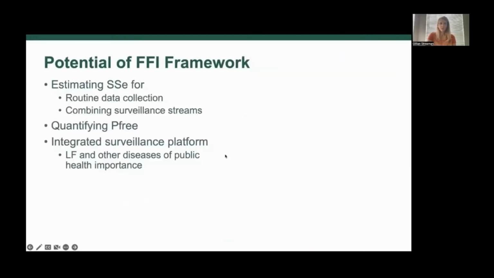And so in conclusion, there's a lot of potential for this freedom from infection framework, both around estimating the sensitivity of the surveillance system, particularly when relying on passive surveillance and routine data collection. We can also think about how to combine different surveillance streams and estimate the added value of each. This then translates to, we can actually estimate the probability of freedom with known certainty, and there could be a lot of potential as an integrated surveillance platform for lymphatic filariasis or other diseases of public health importance.